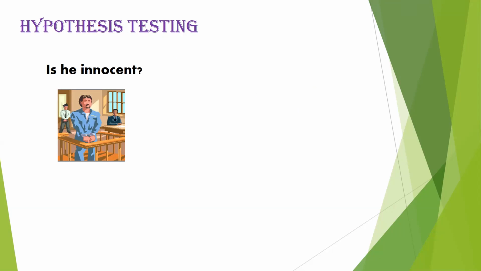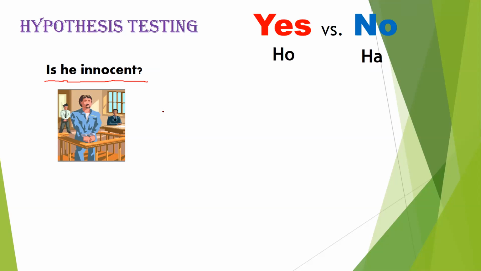This is the question we start from, right? Every project will start from a question. This is the question we try to address: is he innocent? For this question, we have two possible answers, yes or no, all right? We call these two competing hypotheses the null hypothesis versus the alternative hypothesis.